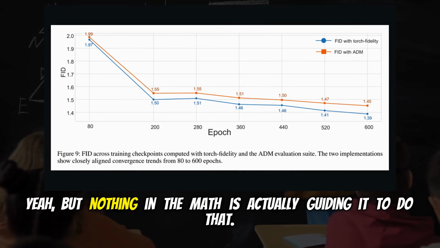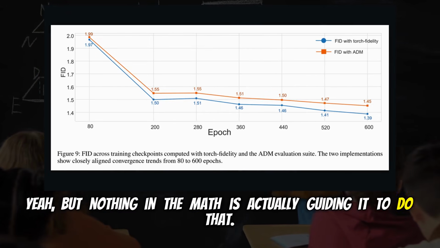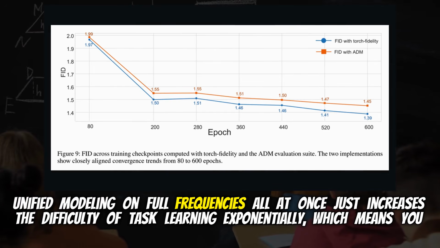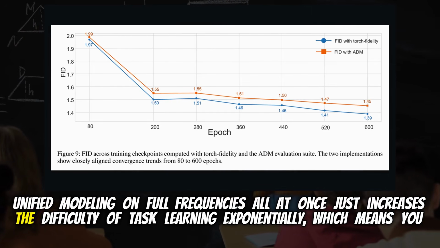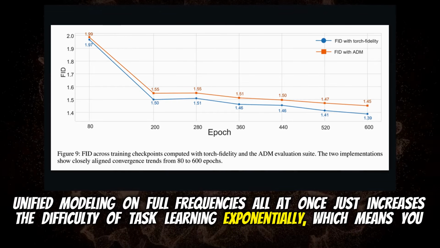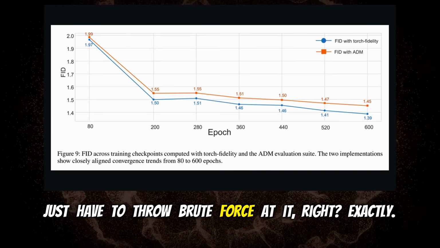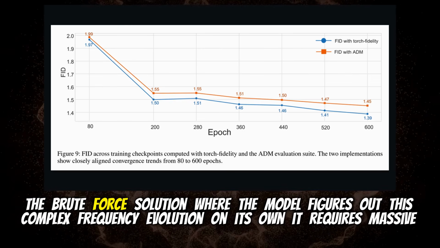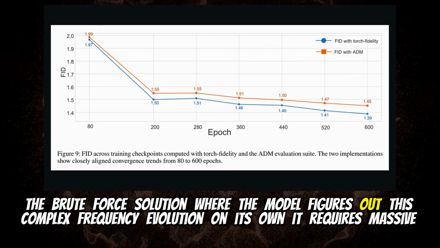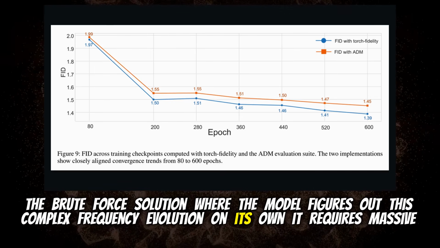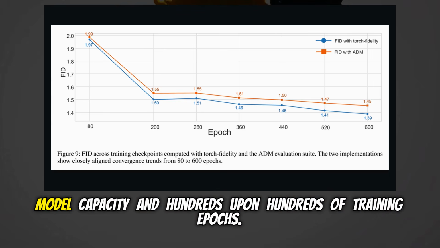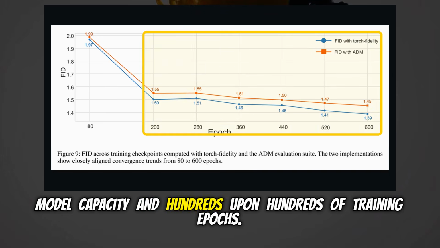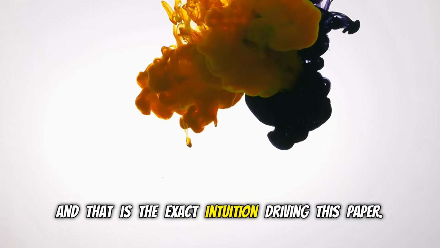Yeah, but nothing in the math is actually guiding it to do that. Unified modeling on full frequencies all at once just increases the difficulty of task learning exponentially. Which means you just have to throw brute force at it, right? Exactly. To brute force a solution where the model figures out this complex frequency evolution on its own, it requires massive model capacity and hundreds upon hundreds of training epochs. And that is the exact intuition driving this paper.